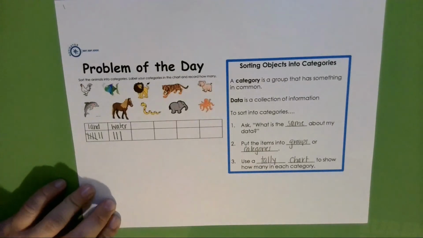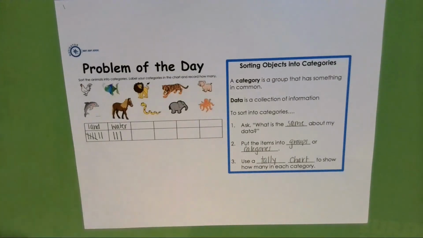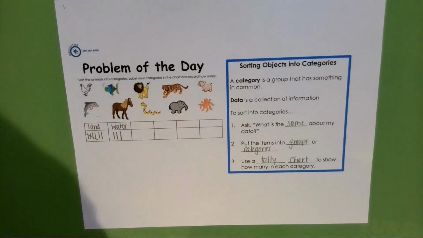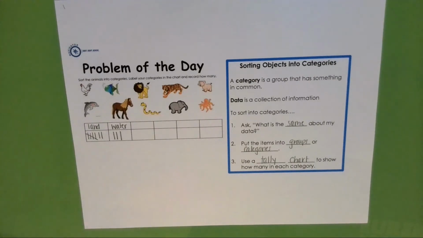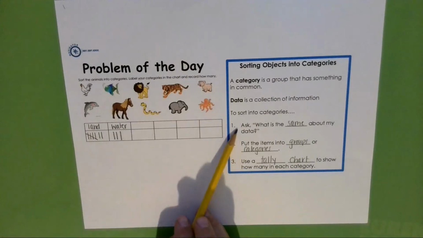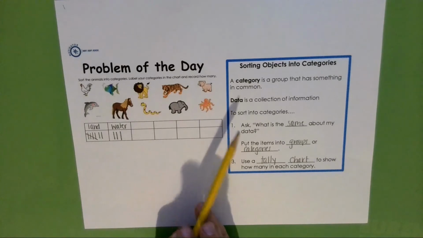What do you notice about how they sorted? Say it out loud. I bet you said that all of the animals in each group live in the same place, and these groups that we made are called categories. We learned before that a category is a group of items that has something in common. And again, when we figure out our categories for our data, we can ask ourselves, what is the same about my data? Let's try it.